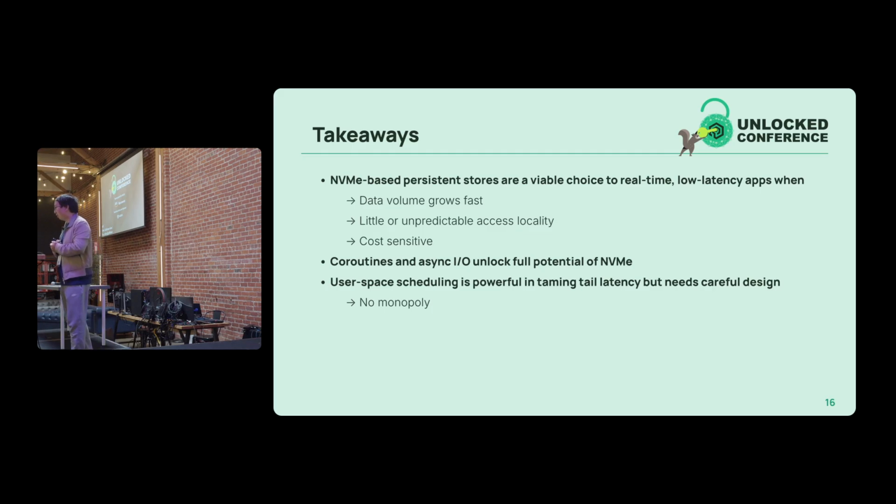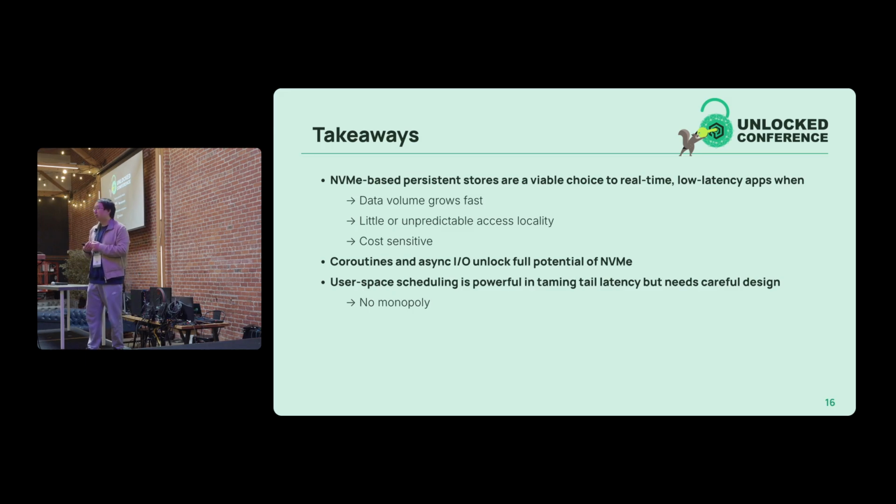To conclude my talk, conventionally, DRAM-based caching seems the only option for real-time, low-latency apps. But right now, an NVMe-based solution could be a viable option for some applications. For example, when the data volume grows very fast and it's very hard to predict the locality. And if the applications are very cost-sensitive, then you can consider using NVMe.